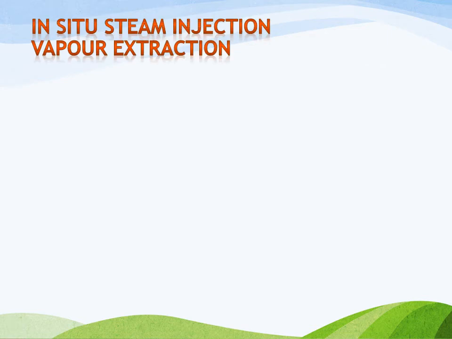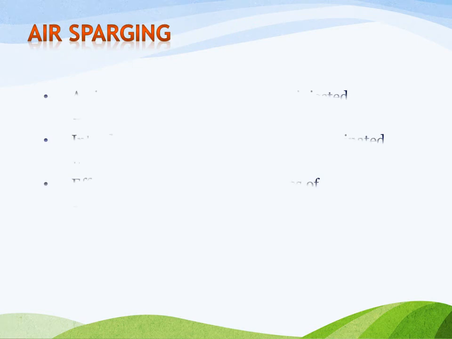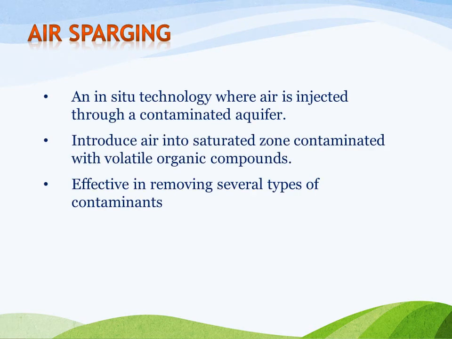In situ steam injection vapor extraction is a new technology, injecting steam through a rotating cutter blade that passes through the contaminated medium. Steam is used as a fluid transport medium to speed up the process. Steam injection is used to displace contaminants from the undisturbed subsurface soil. Air sparging is an in situ technology where air is injected through the contaminated aquifer. It introduces air into the saturated zone contaminated with volatile organic compounds, and is effective in removing several types of contaminants.